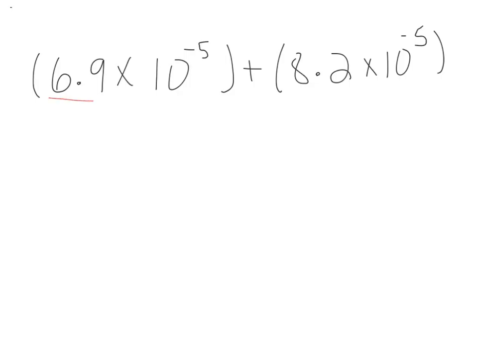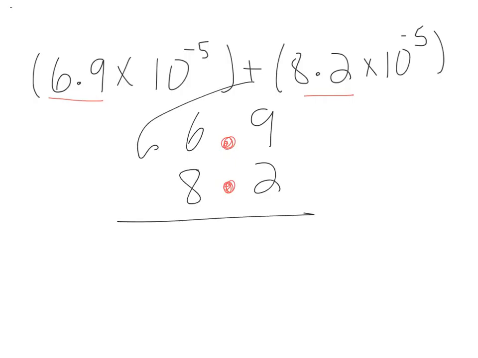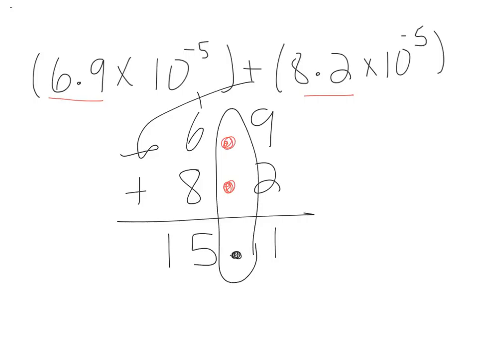I'm going to add my numbers together, and I see decimals, so I want to make sure that I'm lining up my decimal points, so I'll draw those in first. 6 and 9 tenths plus 8 and 2 tenths, and we are adding, so let's add them up. 9 plus 2 is 11. 6 plus 1 is 7, plus 8 gives us 15, and that decimal point is going to get lined up perfectly with my other decimal points.